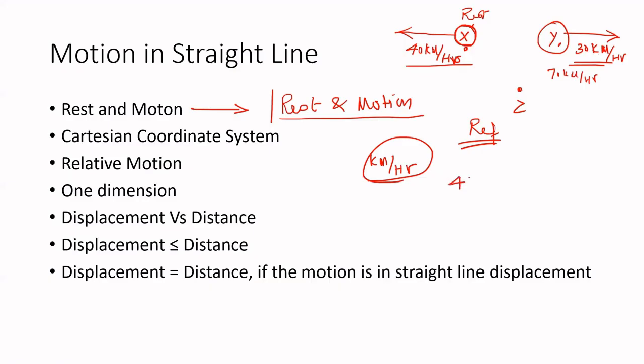Suppose we are traveling at 40 km/h, then we can cover 40 kilometers in 1 hour.